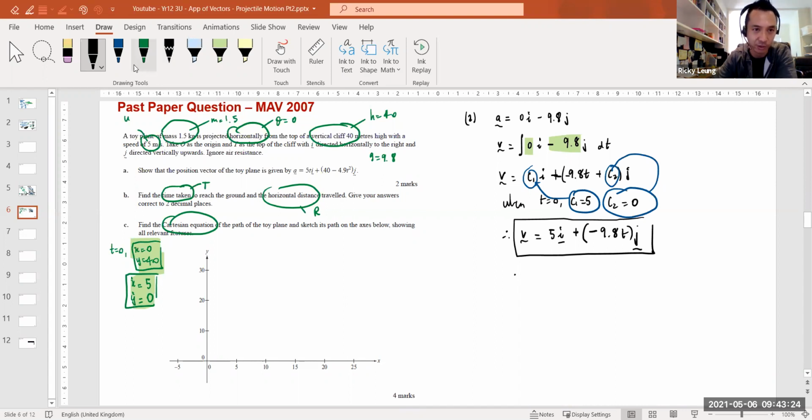So let's do the last bit now. That is surely a typo in the question. Show the position vector, they're using A. I think it's R. Quick look at the answers. Yep, they're using R in the answers, so they actually typed it in. So therefore R equals the integral of that.